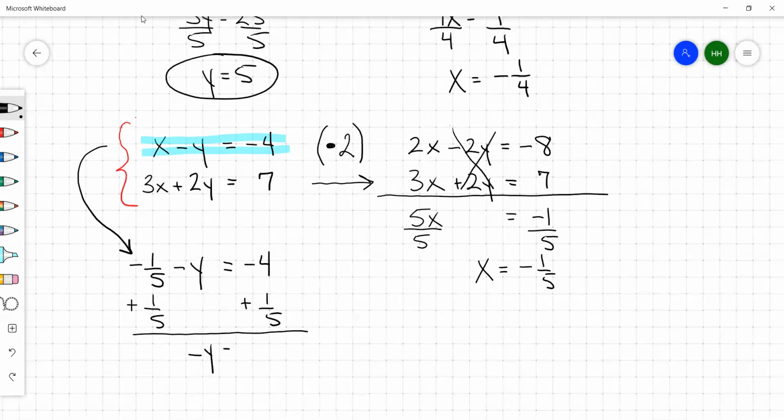So negative y equals negative 4 plus 1/5. That's negative 3 4/5. We're going to divide both sides by negative 1. So our y is going to be equal to, negative divided by negative is going to be a positive. This negative 3 4/5, you're probably going to see it more like this. That's going to be 19/5.